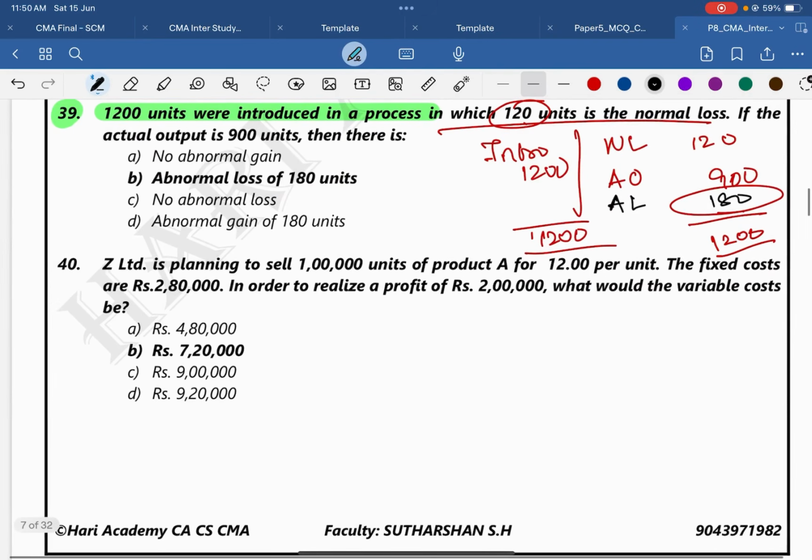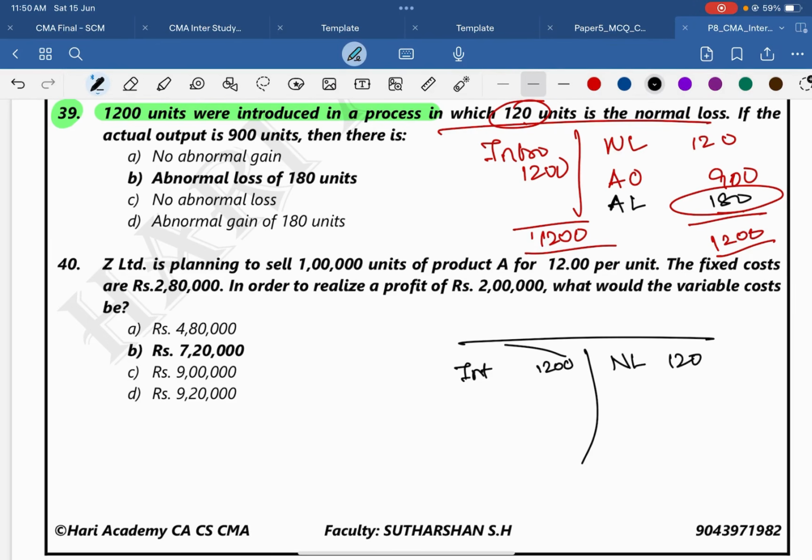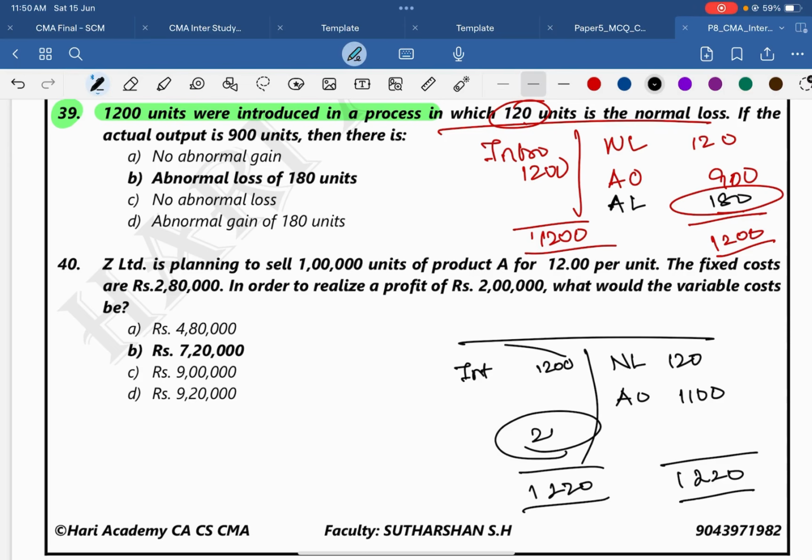From this, I will derive one more question. Listen to this point. My input is 1200. Normal loss of 120 is expected, but an actual output is somewhere around 1100. Okay, now it will become 1220. Here the 20 is nothing but your abnormal gain. This is another alternative. They may create a question on that.